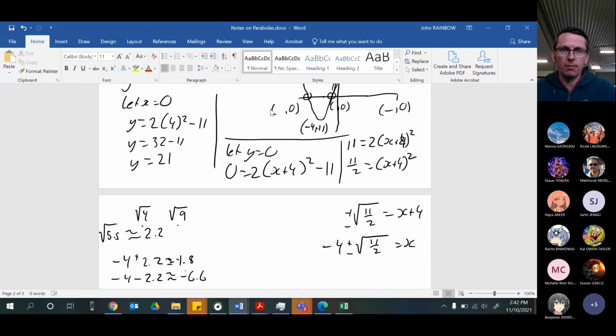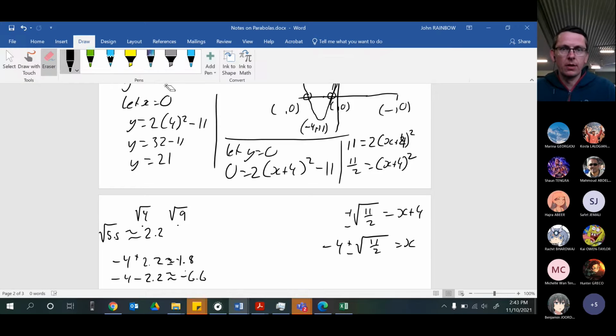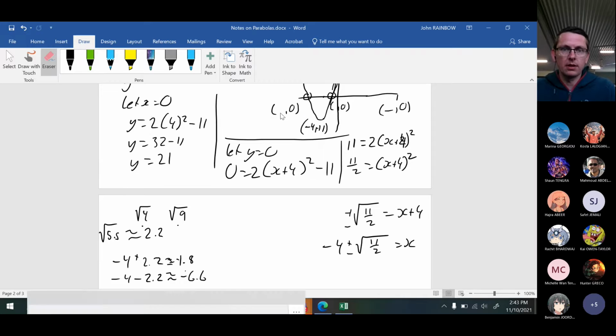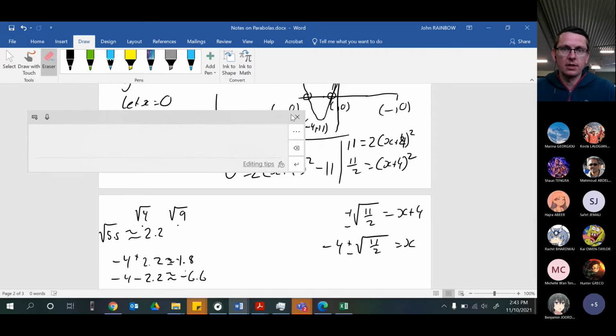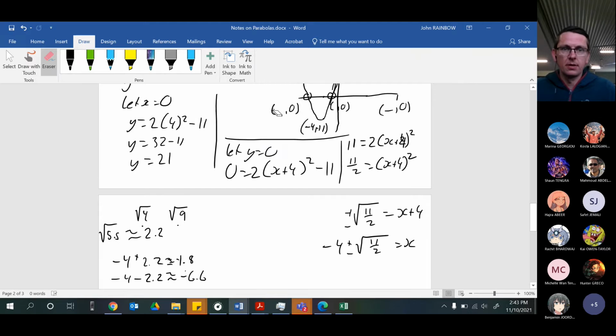But what I'll put in as my coordinates, for my x-intercepts, I would actually write, and expect these kinds of answers. You are going to get some crazy ones. I would write -4 minus the square root of 11 on 2, comma 0. And this coordinate over here would then be -4 plus the square root of 11 on 2, comma 0. And that is where my coordinates will be.